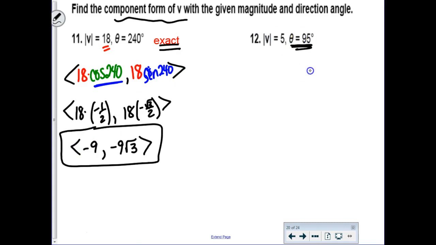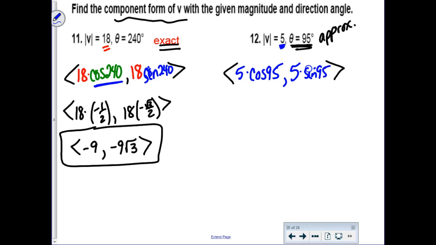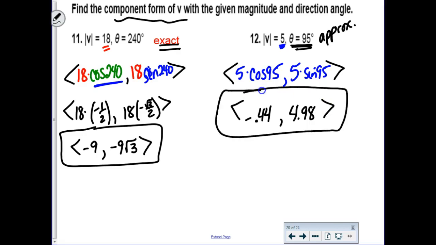Now this one, you're going to have a tough time finding 95 degrees on your unit circle. Super tough. Since we can't find this on our unit circle, unless we wanted to use sum and difference formulas, which I do not, we're just going to get an approximated answer, which means a decimal on your calculator. So make sure you're in degree mode before you do any typing. The same formula is applied here. We have the magnitude times the cosine of 95 for the horizontal component, and the magnitude times the sine of 95 for the vertical component. You'll have to type them in separately, obviously. Is it like negative 0.44 for the first one? And then about 4.98 for the vertical one? Cool. Again, things that you'll see on your homework and subsequently on your next summative.